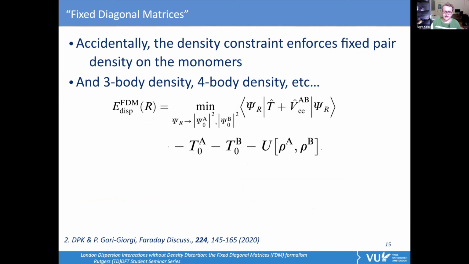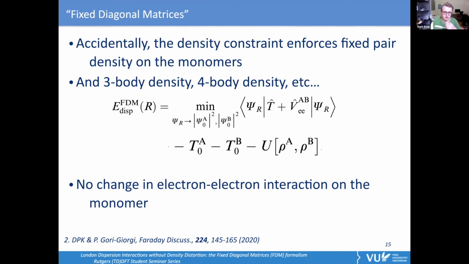So really what we're doing, if you look at the constrained search type formalism, is that we're actually minimizing over all wave functions that yield the many-body densities for the two systems separately. So this is a stronger constraint than only acquiring the densities. What is an advantage is that there is no change in the electron-electron interaction on the monomer. And this makes for quite a large computational saving because we don't need to consider the most difficult aspect, really.